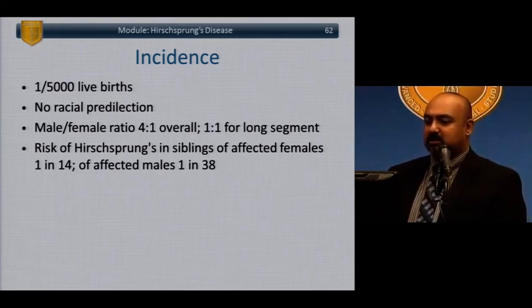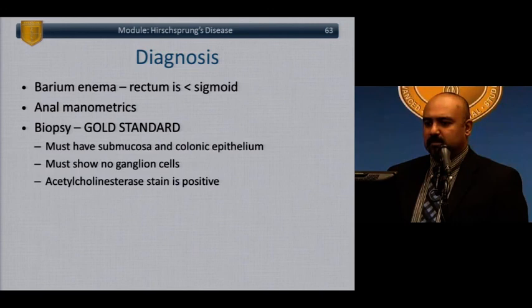Risk of Hirschsprung's in siblings of affected females is 1 in 14. If you're a male and have a sibling, it's only 1 in 38. On barium enema, the rectum is supposed to be larger than the sigmoid in normal cases. So if the rectal diameter is less than the sigmoid, then it's suspicious for Hirschsprung's disease.